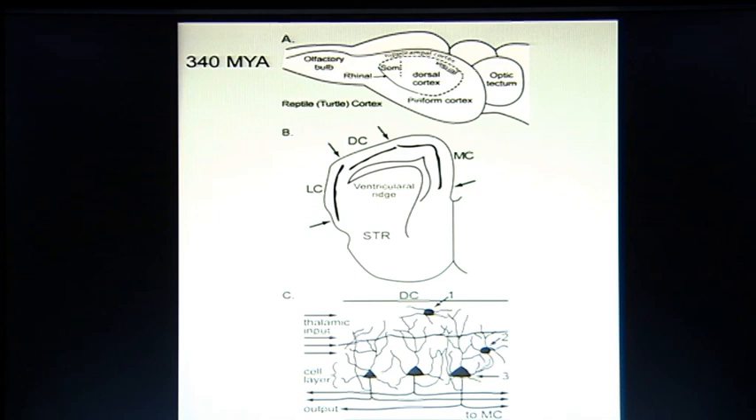And so we can look at a turtle cortex, and it has a little bit of dorsal cortex here, and it's homologous to the huge amount of neocortex we have. And then the medial cortex there is homologous to the hippocampus and the lateral to olfactory cortex. So here you have lateral cortex that's olfactory, this little bit of dorsal cortex which becomes neocortex, and this medial cortex which becomes curled up in a nice hippocampus.